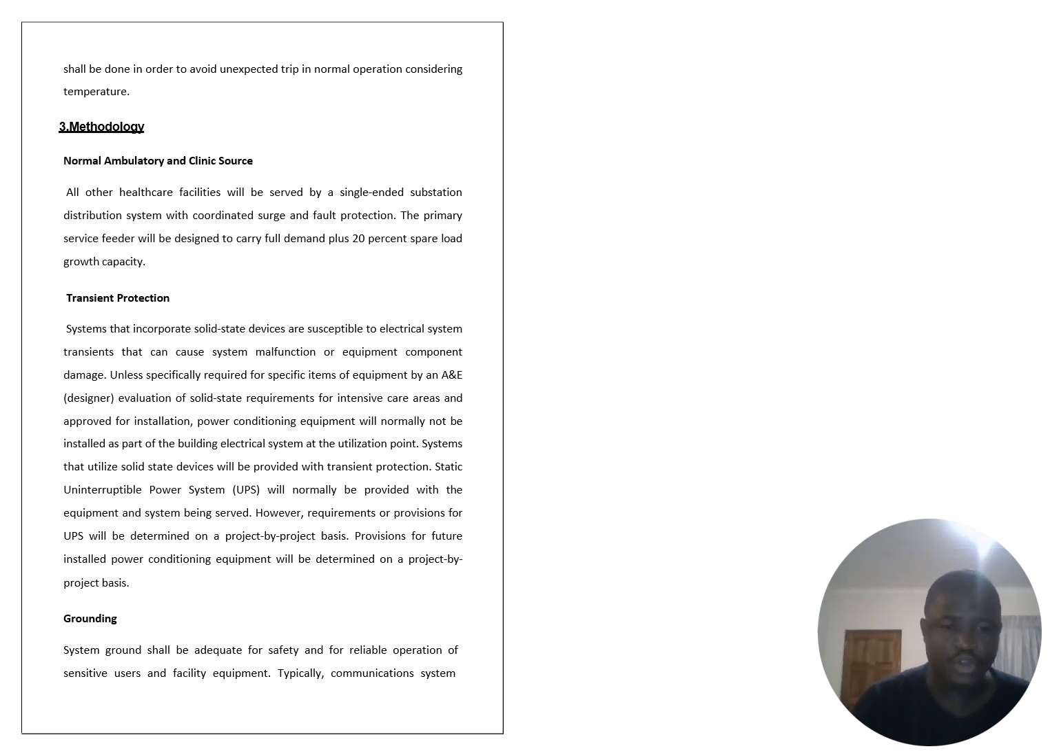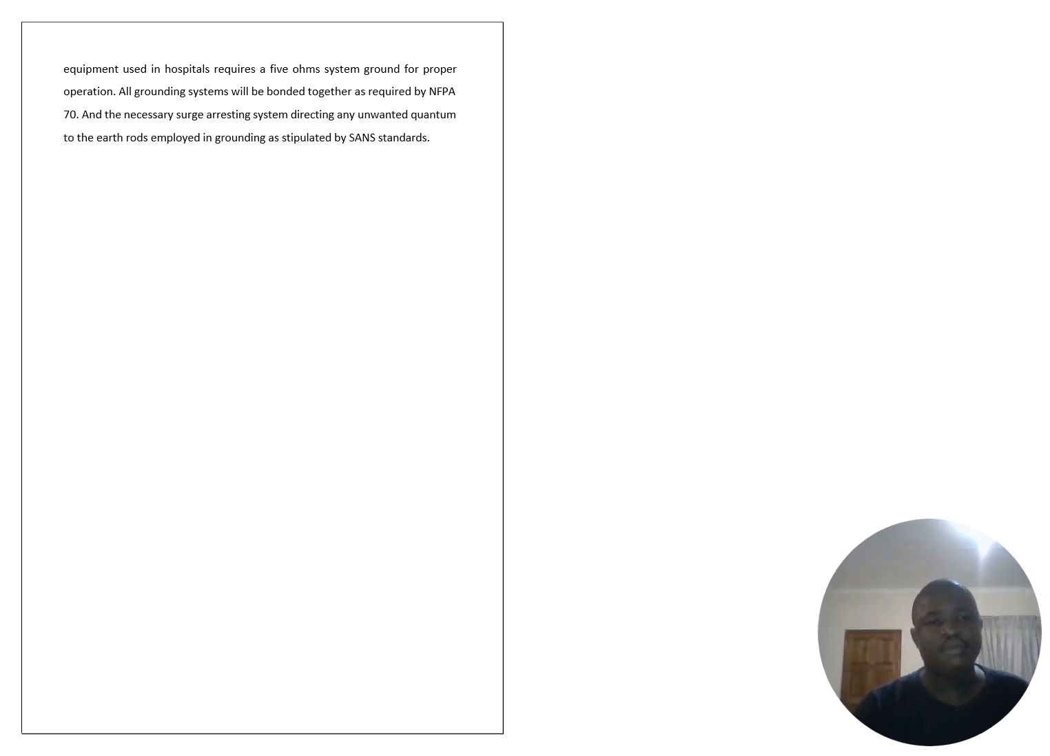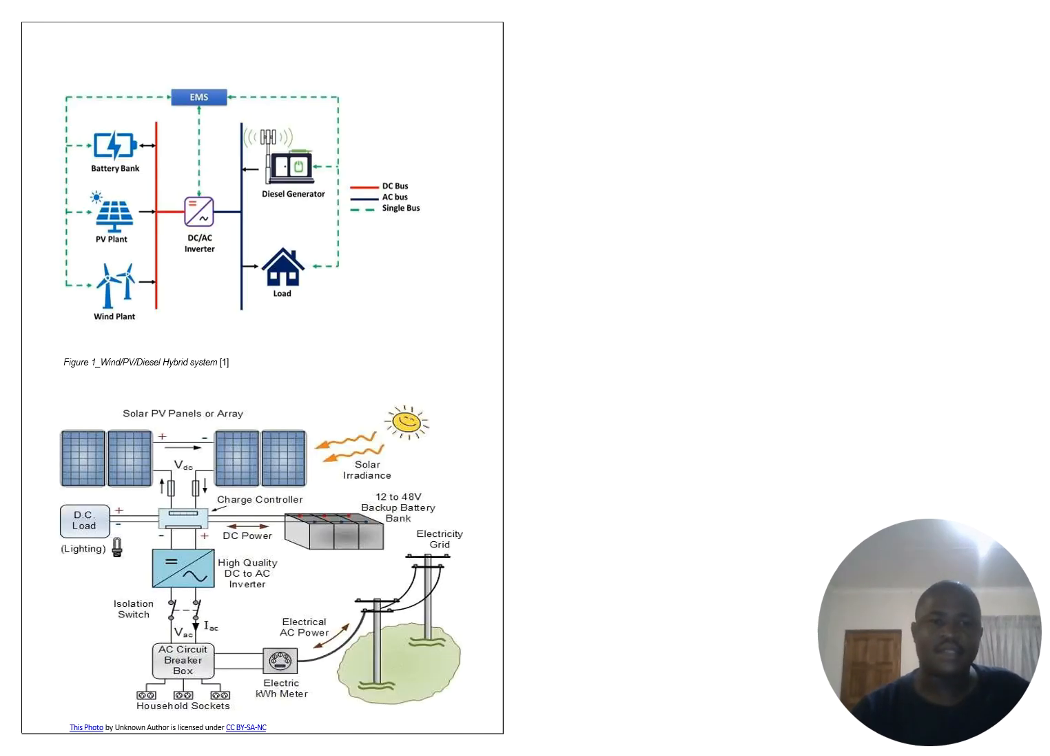Grounding. Grounding shall be provided for safety and for the level of operation of sensitive users and facilities. Typical communication system equipment used in hospitals requires a 5 ohm ground for proper operation. All grounds will be bonded together as required by NFPA 70, and the necessary surge arresting system will direct any unwanted current to ground for each ground rod employed, as stipulated by standard.